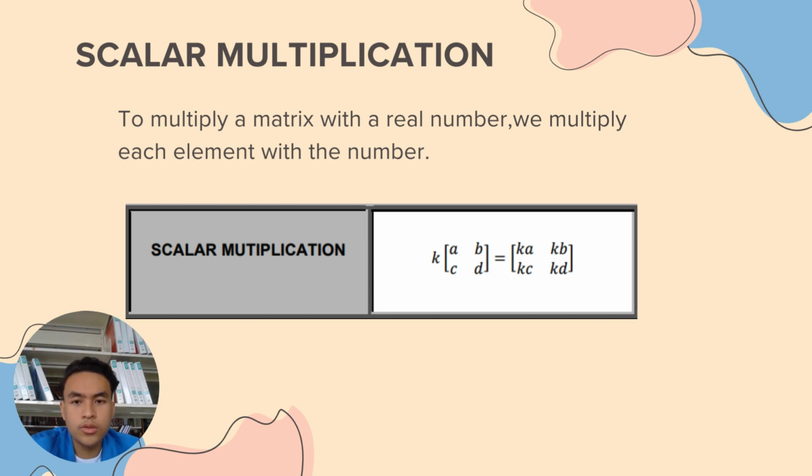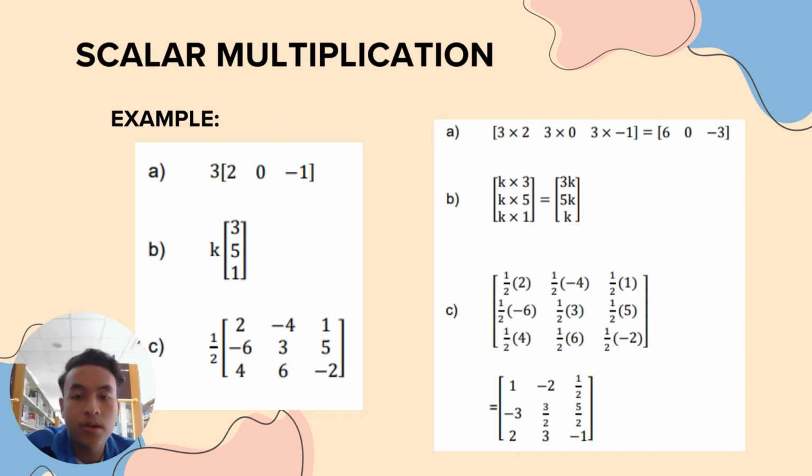So, to multiply a matrix with a real number, we multiply each element with the number. So we look at K. K, we have to multiply with A, B, C, and D, equal to KA, KB, KC, and KD. So now we look at the next example.